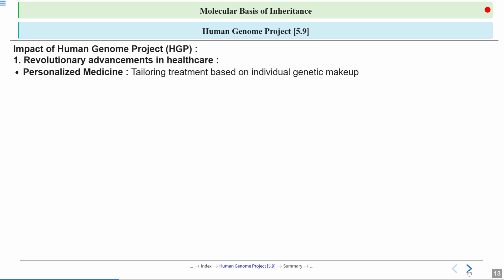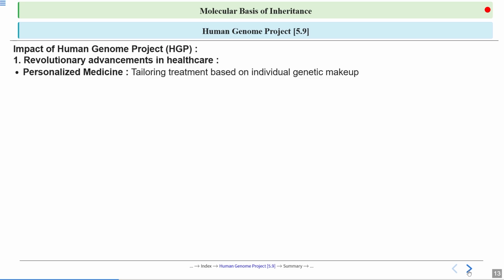After this Human Genome Project, we can know the DNA sequence, the genetic makeup of the human. So it became not very easy, but more convenient to treat a person on the basis of their individual genetic makeup, and that's what we call personalized medicine, because that treatment will be based on that individual's genetic makeup.